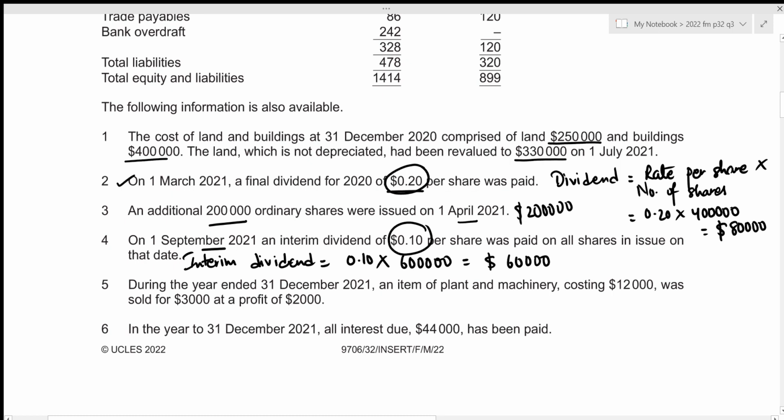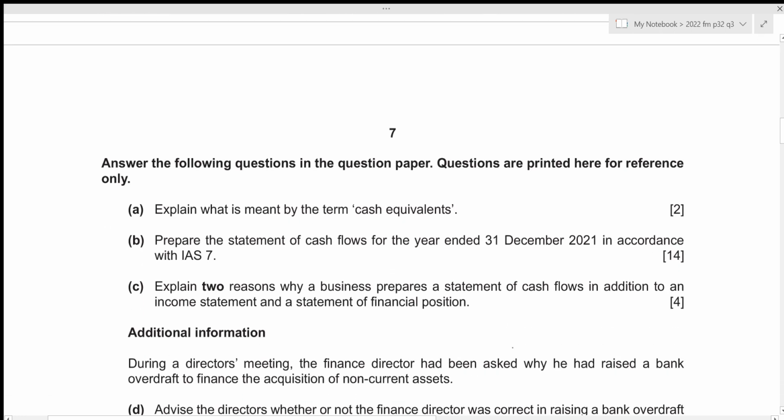Alright, then during the year ended 31st December 2021, an item of plant and machinery costing 12,000 was sold for 3,000 at a profit of 2,000. Okay, we're already given the profit as well, so we do not need to perform any sort of calculations. And in the year to 31st December 2021, all interest due, 44,000, has been paid. So there is no interest due left. Okay. Now let's have a look at our first question.